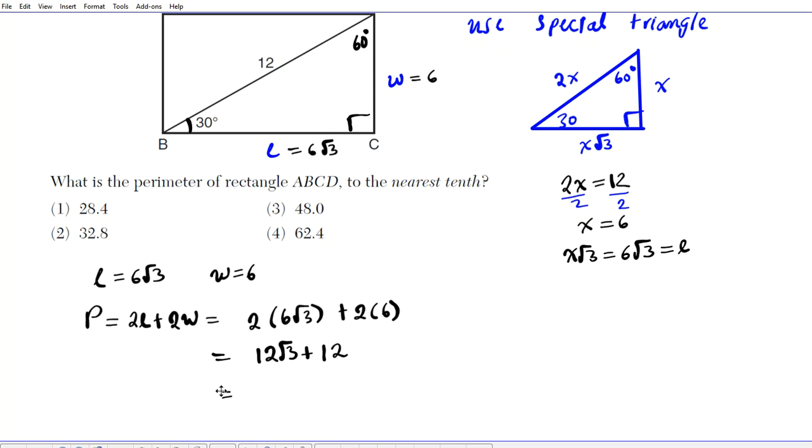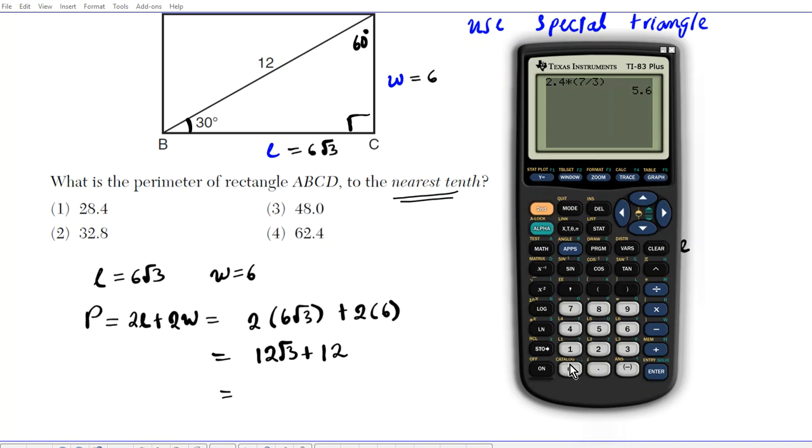This is the exact answer, but we need the answer in approximate form, rounded to the nearest tenth. So let's go ahead and input our answer in the calculator for the approximate value. Okay, so 12 root 3 plus 12 yields 37.78. To the nearest tenth, we have 32.8. That's the perimeter of the rectangle to the nearest tenth. Okay, so the answer is option number 2.